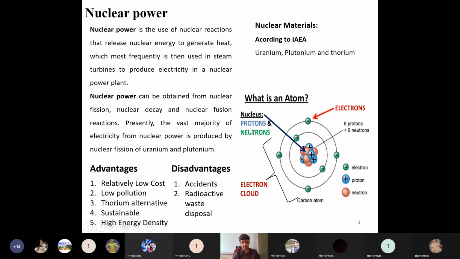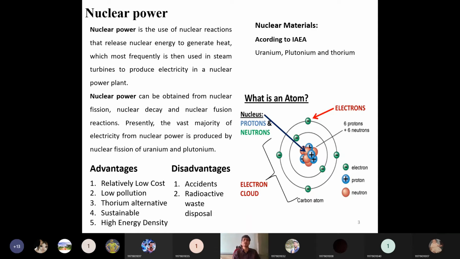Then what are protons? A proton is a stable subatomic particle, occurring in all atomic nuclei, with a positive electrical charge. Usually these protons are equal in magnitude of charge with respect to the electrons, but the charge is different. Electrons have a negative charge, whereas protons have a positive charge. The nucleus is composed of protons and neutrons. Protons are positively charged subatomic particles.